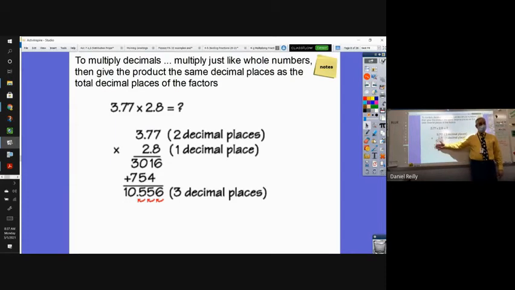Right? You just pretend the decimals aren't there and you multiply the numbers. And then at the end, the number of decimal places in your answer is the total number of decimal places in the two numbers that you multiplied, right? So this one has 2 decimal places and this one has 1, which means your answer is going to have 3 decimal places. So you multiply everything out, you get 10,556, and then you put 3 decimal places in your answer.